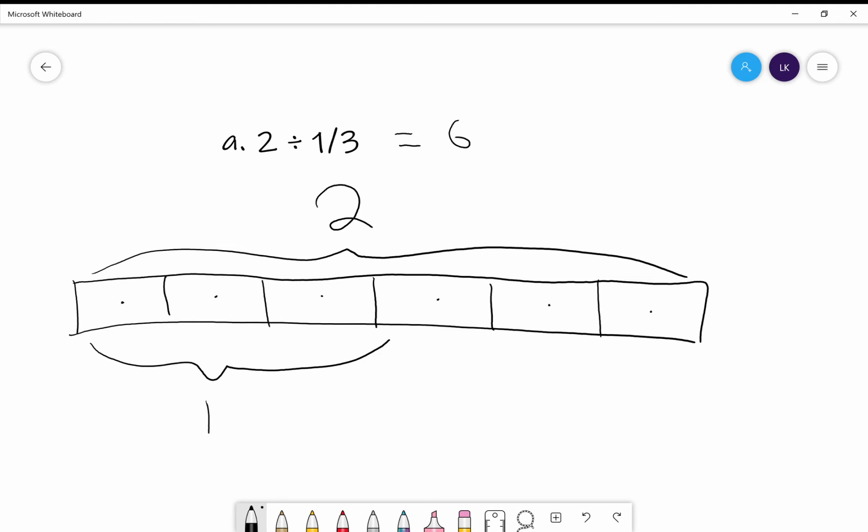Now, how do we know we got this correct? We can just double check our work with multiplication. 1/3 times 6 is equal to 1 times 6 over 3, or 6 over 3, equal to 2. Very good job.